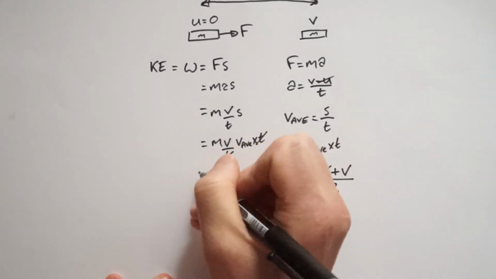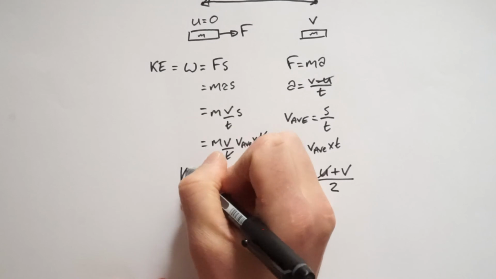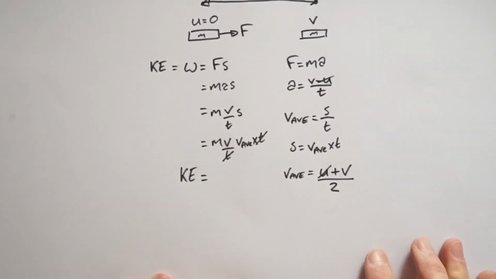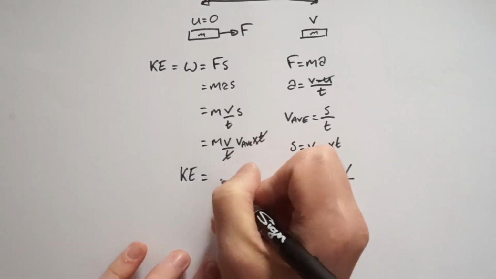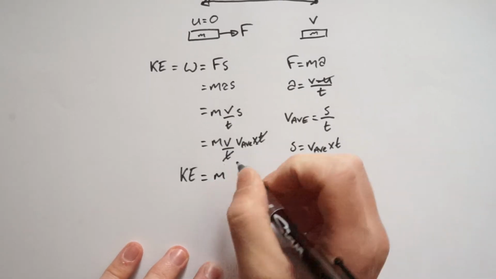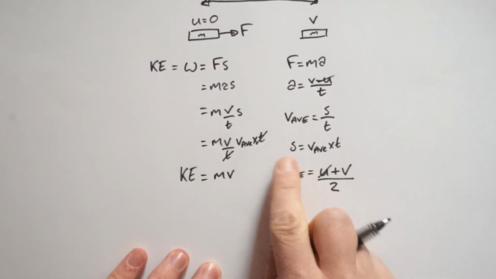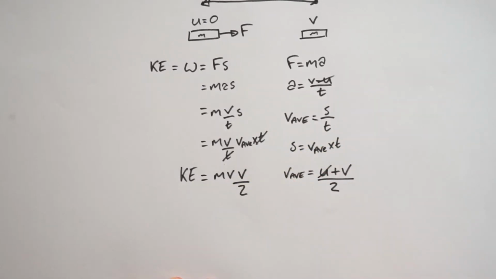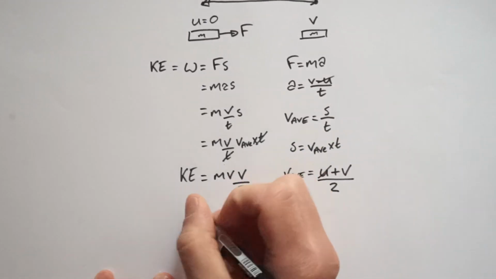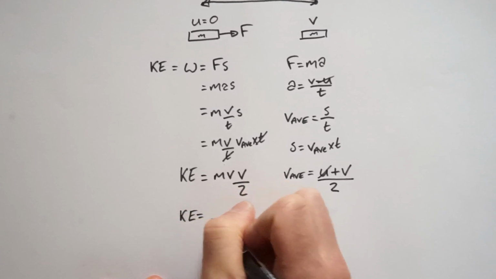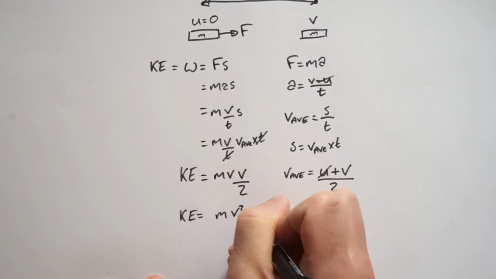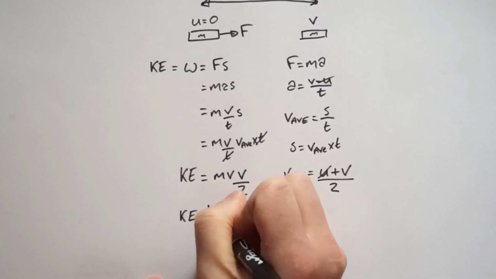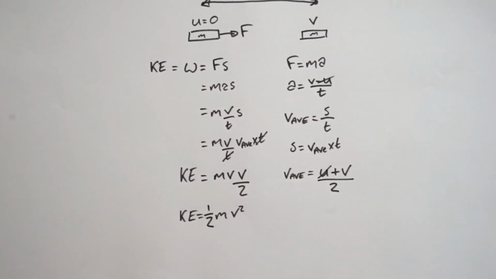So I'm going to get the work done, which was also the kinetic energy, is equal to the mass times the final velocity, replacing here, v over 2. Those can just go to v squared, so I can just say KE is equal to mv squared, and I can just put this 2 at the front as a half. Kinetic energy is equal to half mv squared.